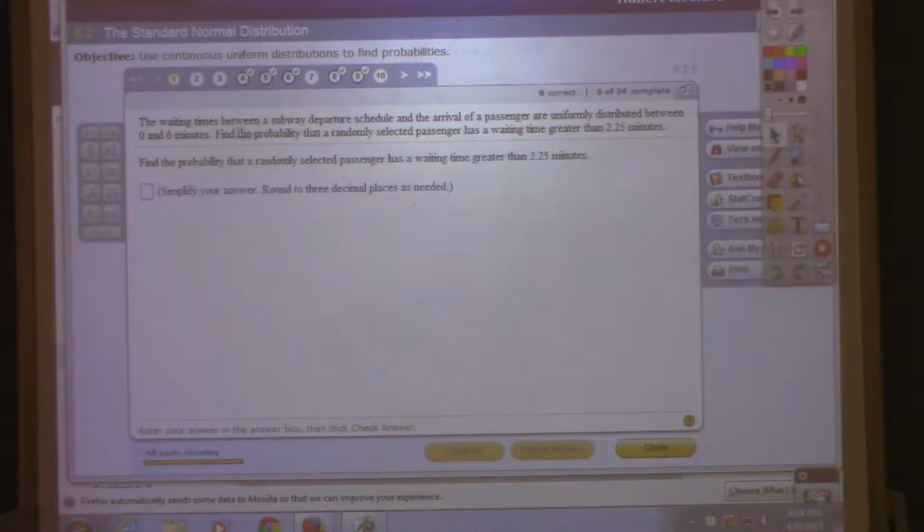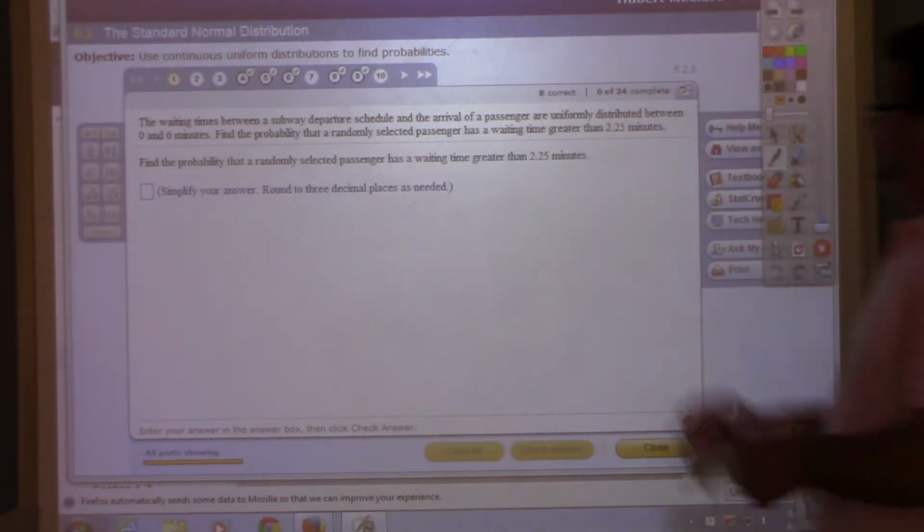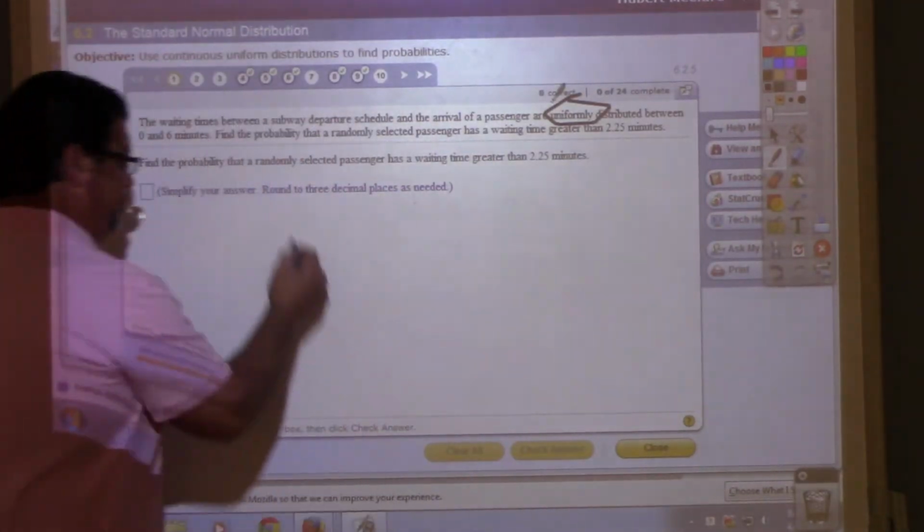The waiting times between a subway departure schedule and the arrival of a passenger are uniformly distributed between 0 and 6 minutes. Find the probability that a randomly selected passenger has a waiting time greater than 2.25 minutes. So the first thing you're going to do is draw your handy-dandy uniform distribution. Because it says uniformly.